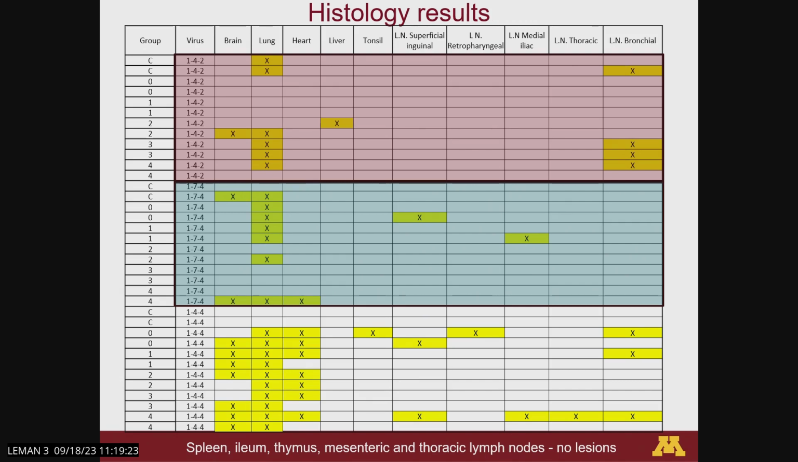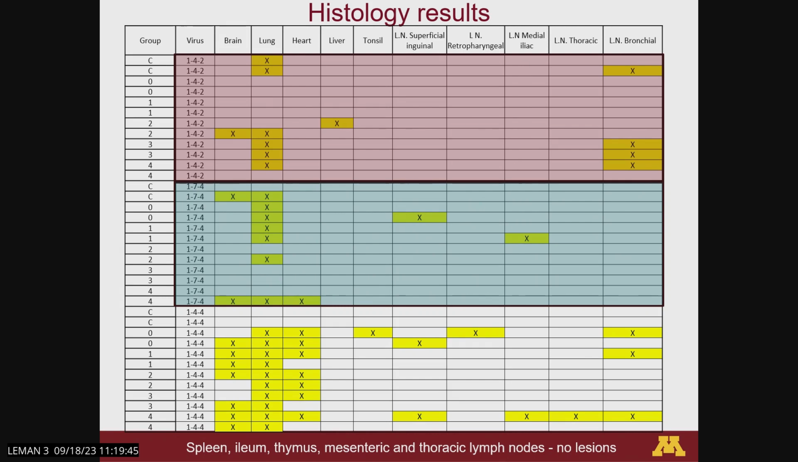Let's check some histology results. Here in the first column, we have the dilution group, first the control groups, second the virus, and then the tissues, the lungs and organs that were collected.